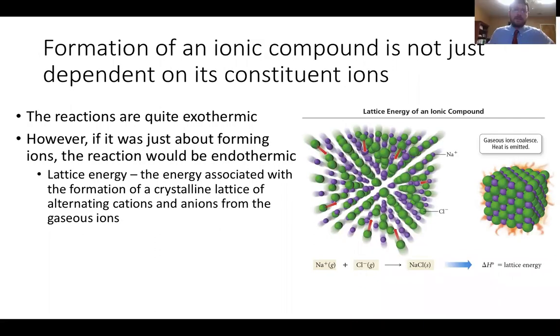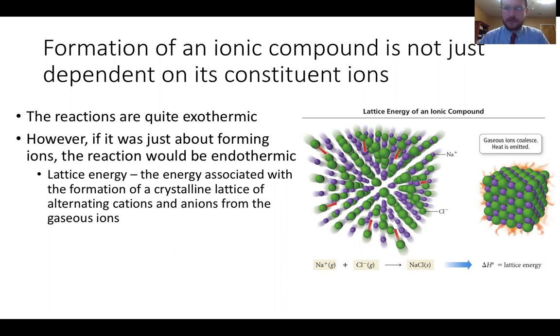And so formation of an ionic compound is not just dependent on its constituent ions. What I mean by that is it's not just, you know, in the example on the slide, sodium +1, chlorine -1, just coming together, and boom, you got a salt, right? You got this ionic compound. There is some extra stuff to it.